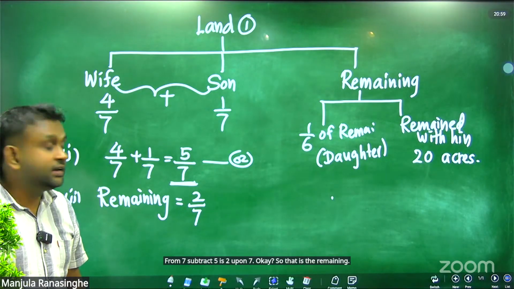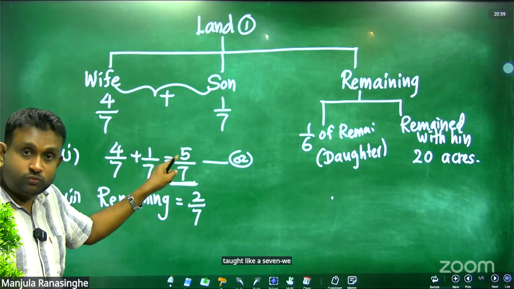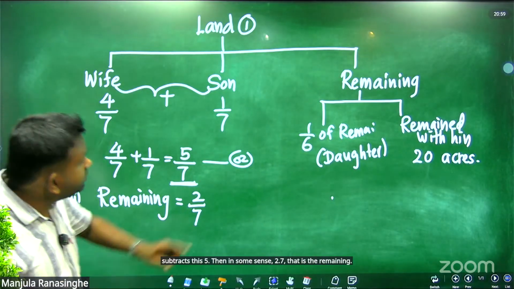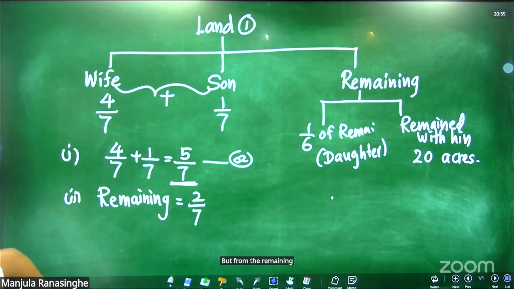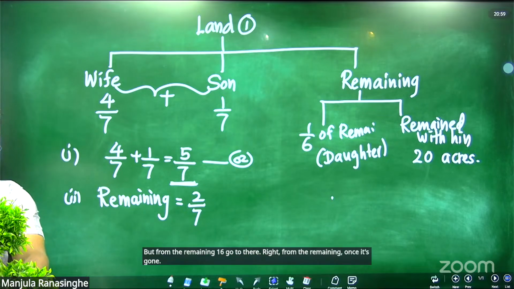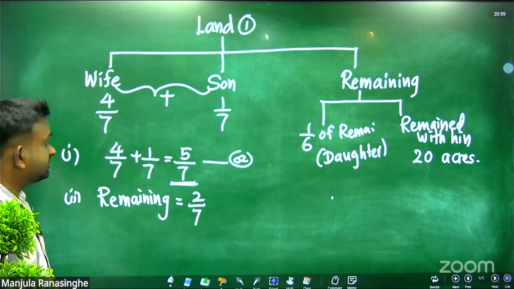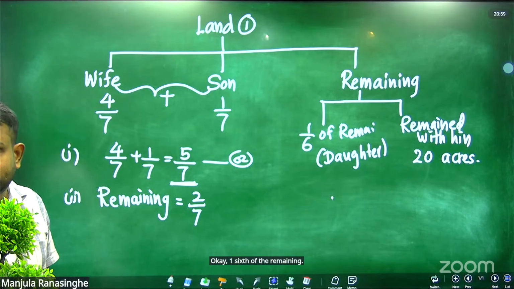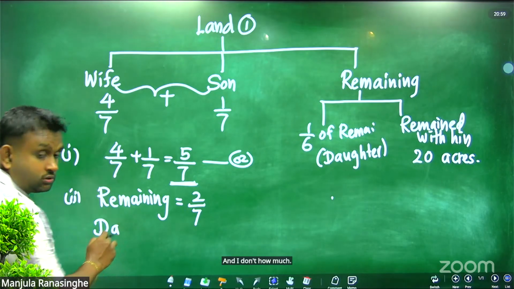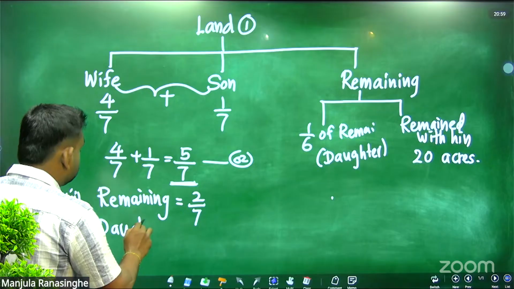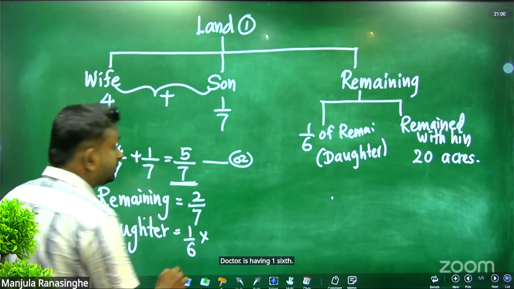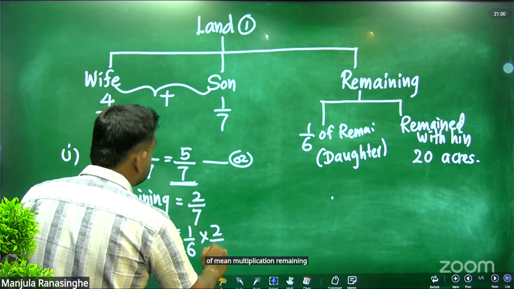The total is 7, subtract this 5, then it comes as 2/7. That is the remaining. But from the remaining, 1/6 goes to her. From the remaining, 1/6 has gone, 1/6 of the remaining. So the daughter has 1/6 multiplied by the remaining, and the remaining is 2/7.